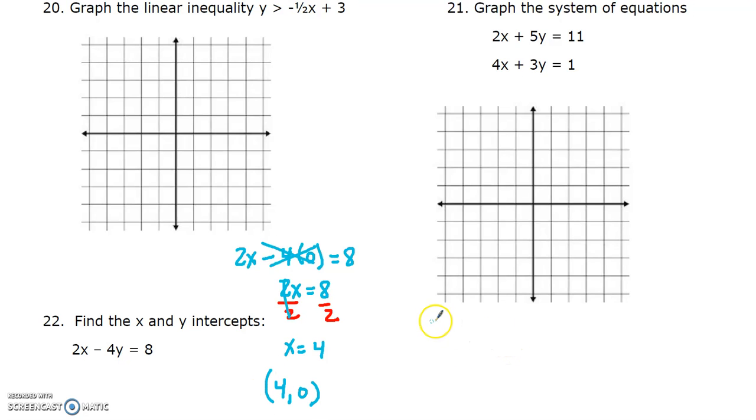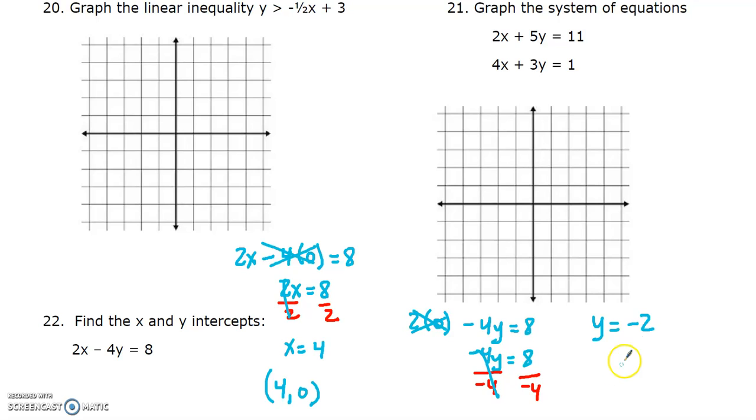And then if I did my y, my x value is going to be 0. So that really means this is gone, and it just leaves negative 4y equals 8. So to solve for negative 4y equals 8, I am going to divide by negative 4 on both sides. So that will leave me y equals 8 divided by negative 4 is a negative 2. So my coordinate for that point would be 0, negative 2. So this would be my y, and this one would be my x.